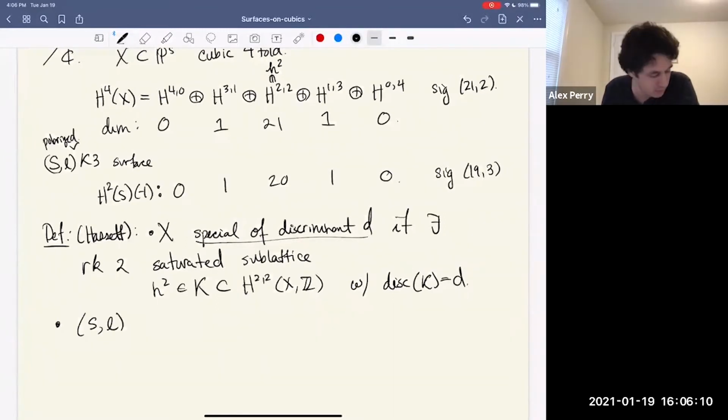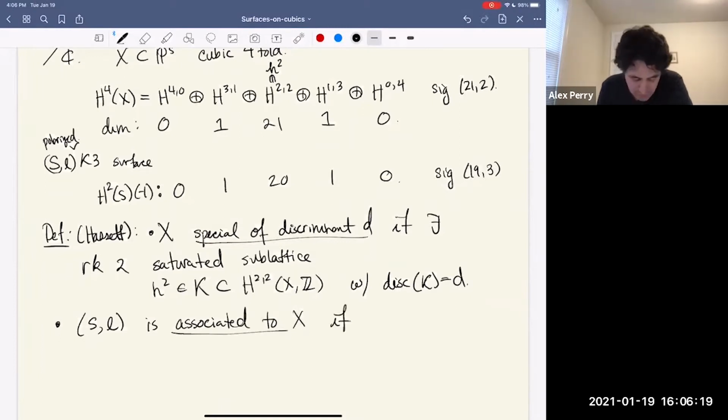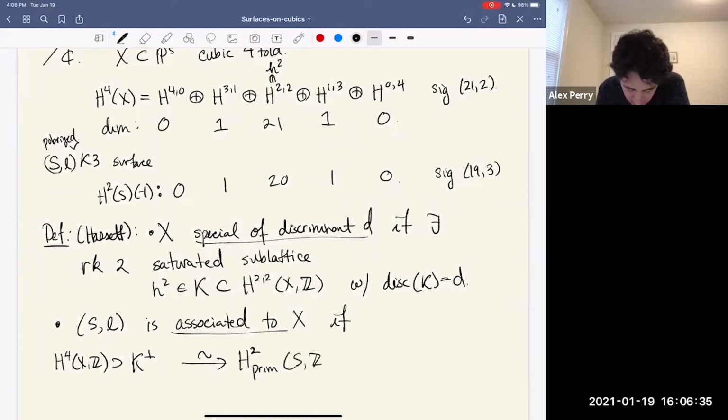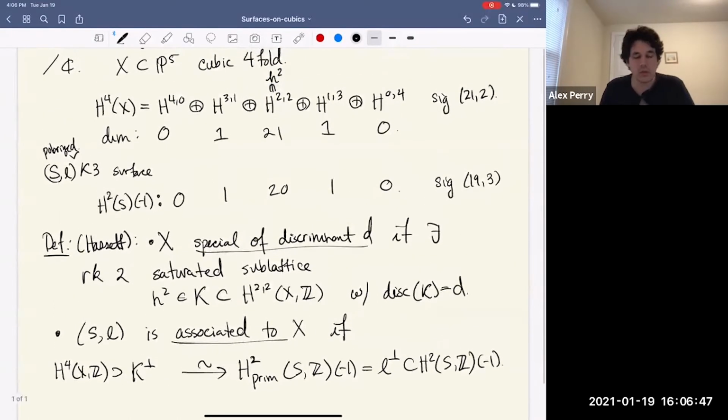which will say that this polarized K3 is associated to X if there exists an isomorphism between the orthogonals. So I take the orthogonal of K inside of the cohomology of the cubic, and I want that to be isomorphic to the primitive cohomology of the K3 surface. And again, there's this Tate twist. So in other words, this is just the orthogonal to L inside of here. Okay, so this is a natural notion to consider. It's cubic fourfolds which cohomologically look like K3 surfaces.